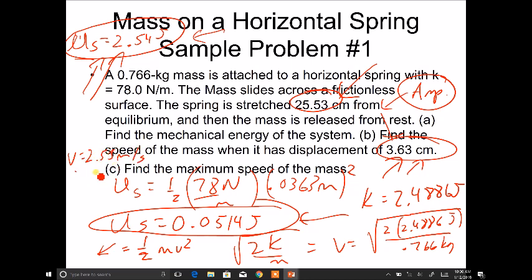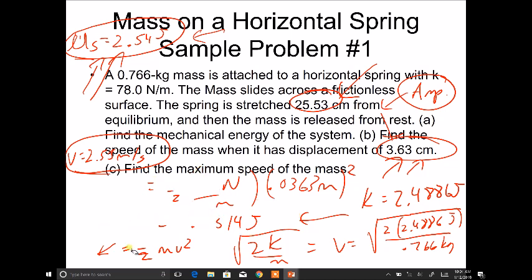And remember that velocity, it's always going to be moving toward the equilibrium position. So 2.55 meters per second, and that's toward the equilibrium position. Our B only asks us for speed, so really 2.55 is enough. Now, the final thing we want to find is the maximum speed. Same basic idea that we just used, we'll use for part C.